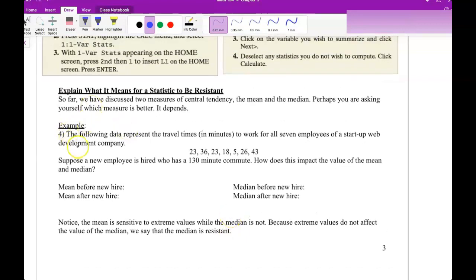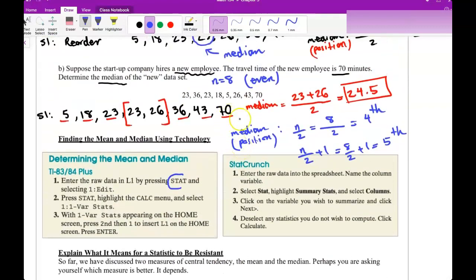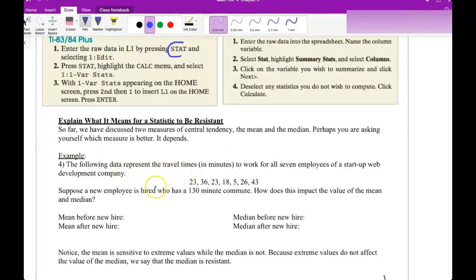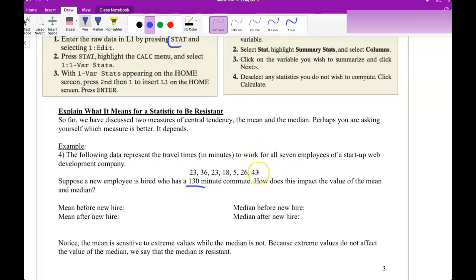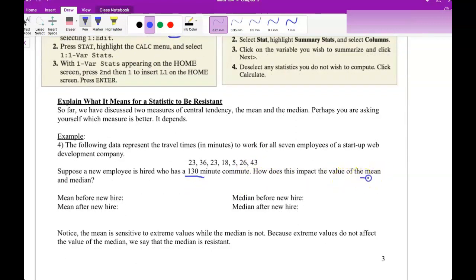Okay, so here is example number 4 that I mentioned. We have the same data set. Suppose that a new employee is hired who has a 130-minute commute. On this part, we added this new employee with 70 minutes, but here on this part, we have 130, instead of the 70 that we had in part B from example number 3. Then how does this impact the value of the mean and median?